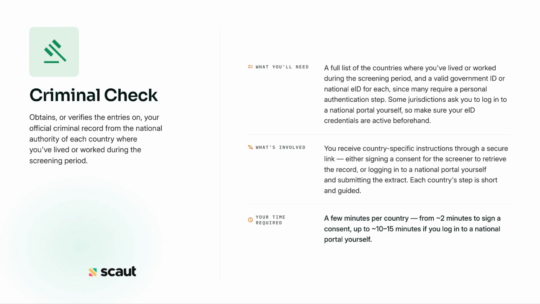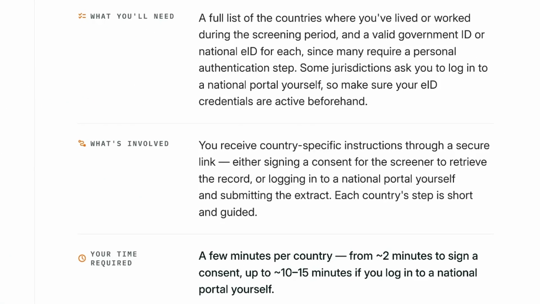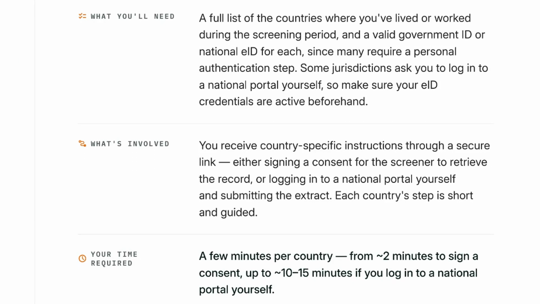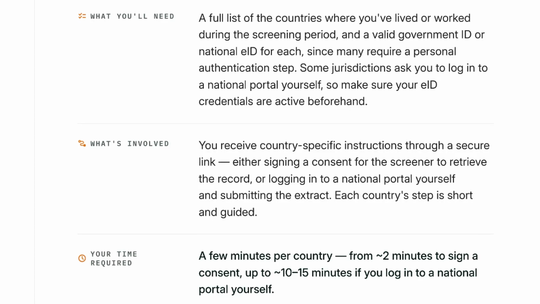The criminal check obtains or verifies entries on your official criminal record from the national authority of each country where you've lived or worked during the screening period. You'll need a full list of these countries and a valid government ID or national ID for each, as many require personal authentication. Some jurisdictions may ask you to log into a national portal yourself, so ensure ID credentials are active. You receive country-specific instructions through a secure link, either signing consent or logging in to submit the extract.